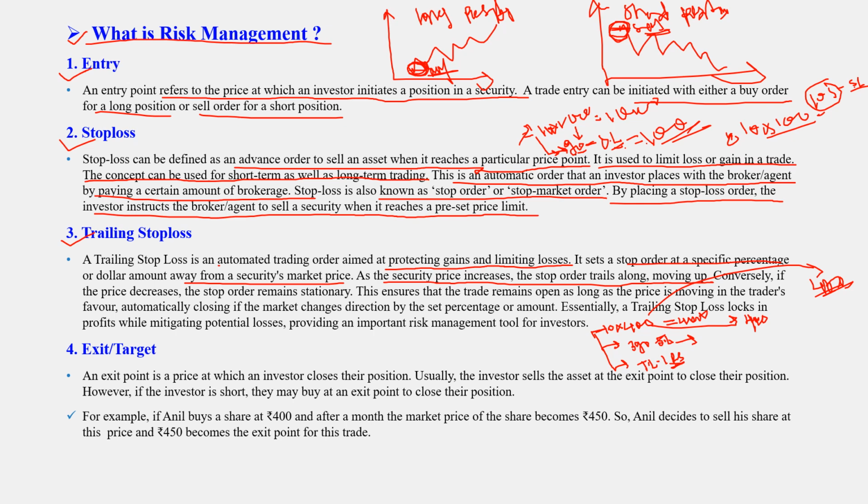As I said in the definition, as the security price increases, the stop order trails along, moving up with the trailing stop loss. This gap will be moving up, right? Like this 410 at current. So how much did it increase? 10 rupees. So this trailing gap means a 10 rupees increase, then this stop loss order also moves up by 10 rupees, meaning the new stop loss order is at 400, right?